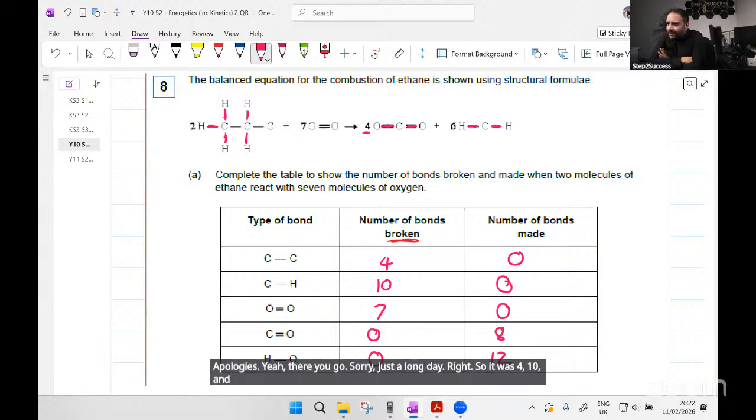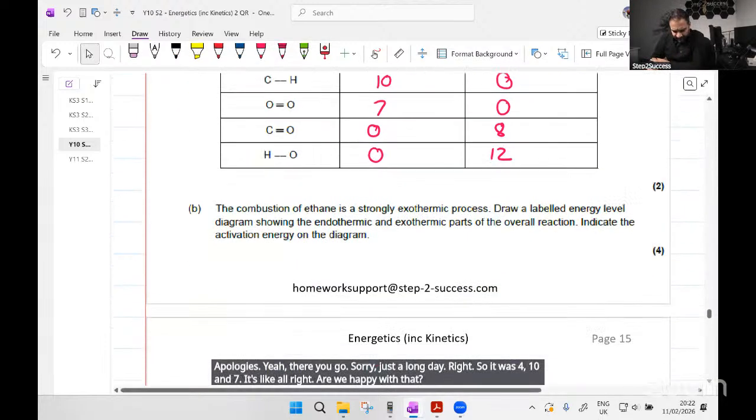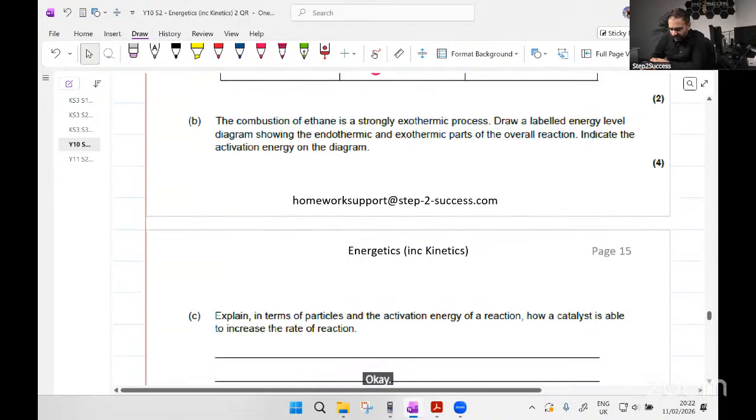Is that all right? Are we happy with that? Okay. Is that enough? Anything else? Anything else on these booklets? Anybody?